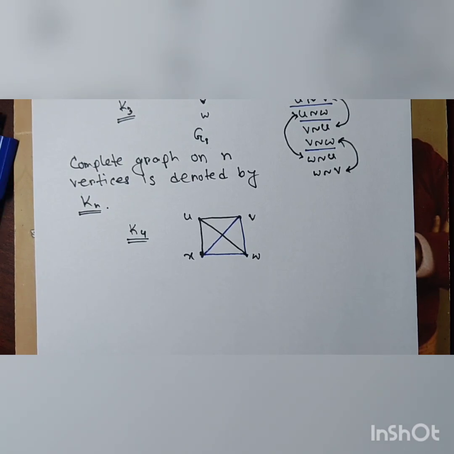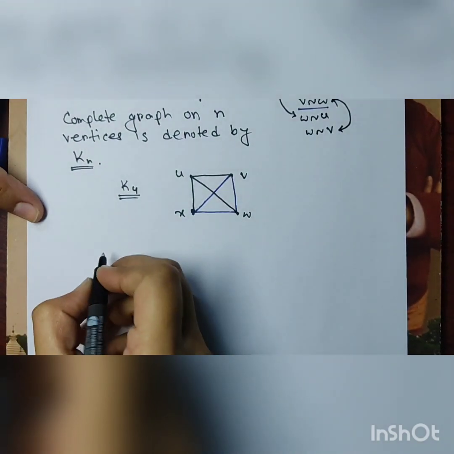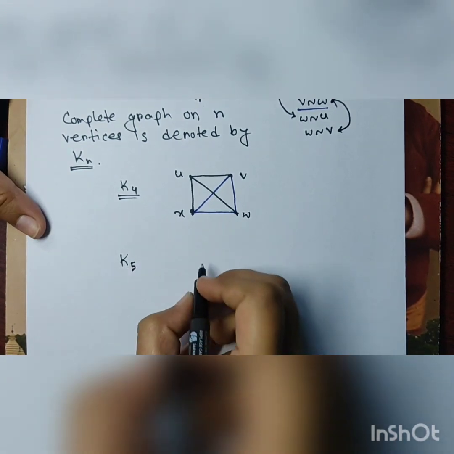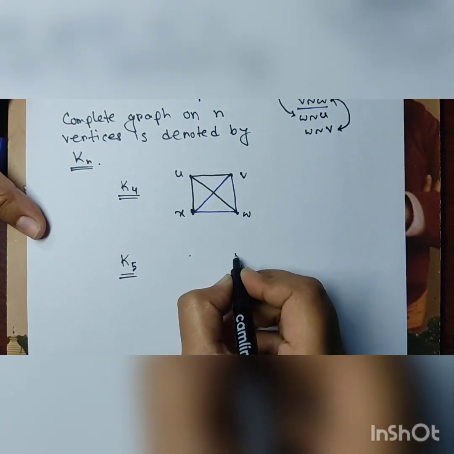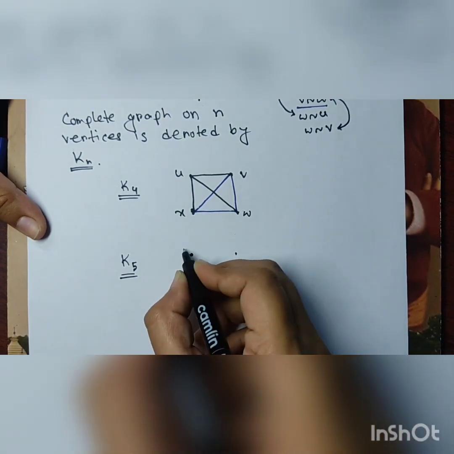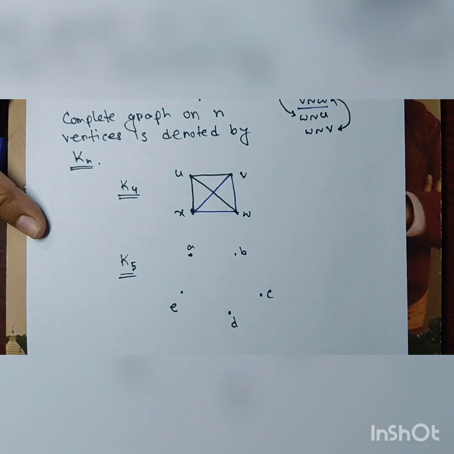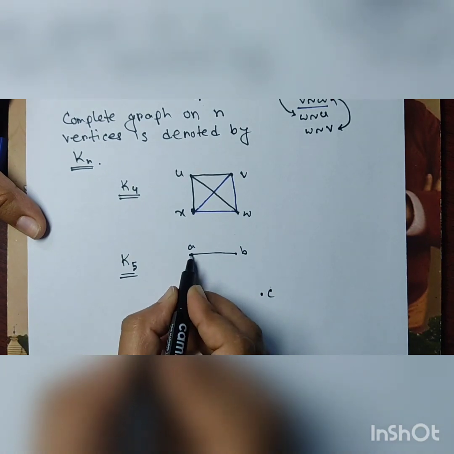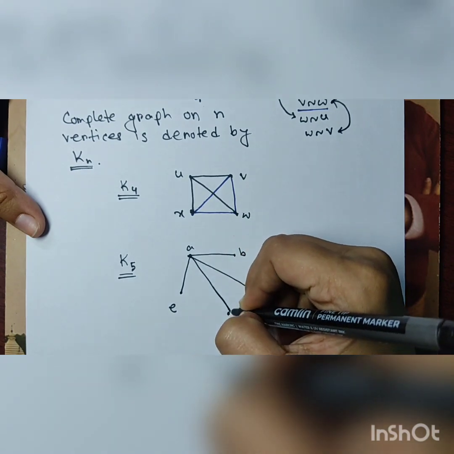Now we'll discuss a complete graph on 5 vertices, that is K5. It will be our last example on the concept of complete graphs. For K5 we will have 5 vertices, and let us take A, B, C, D and E. So A is adjacent to 4 other vertices. Here we can observe that each vertex is adjacent to all other vertices.